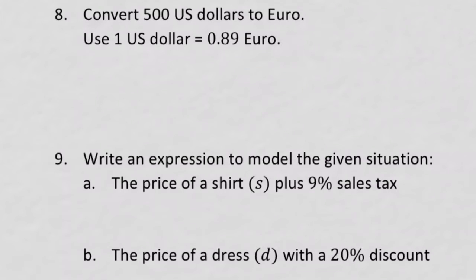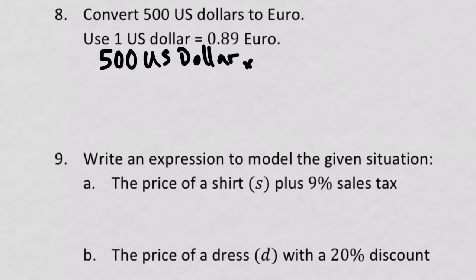Alright, let's look at number 8, a conversion here. Convert 500 US dollars to euro, okay? And they gave me the conversion. Use 1 US dollar, which is equal to 0.89 euro, so 89 hundredths of a euro. So always when you're doing any types of conversion, start with what it is that you're trying to convert. 500 US dollars. And I'm going to write the actual unit next to it so I know what I'm talking about. Okay? And I'm trying to convert to euro.